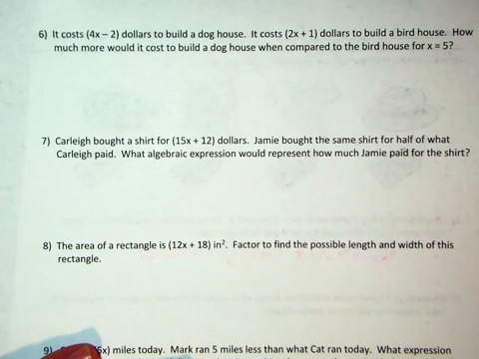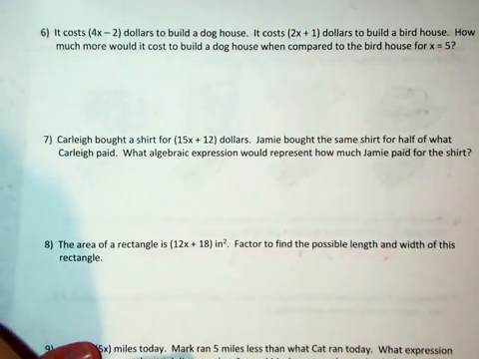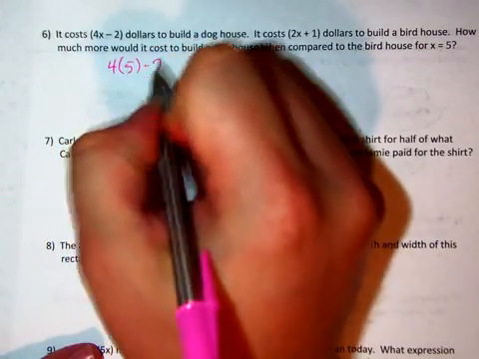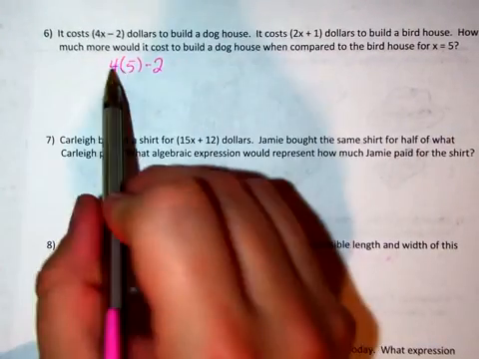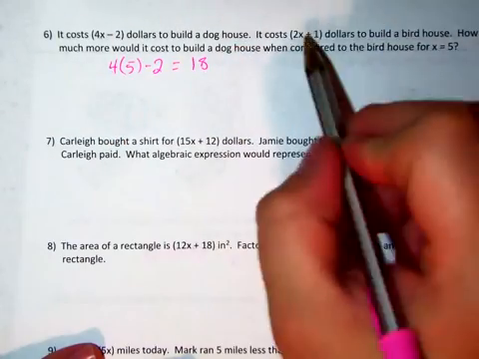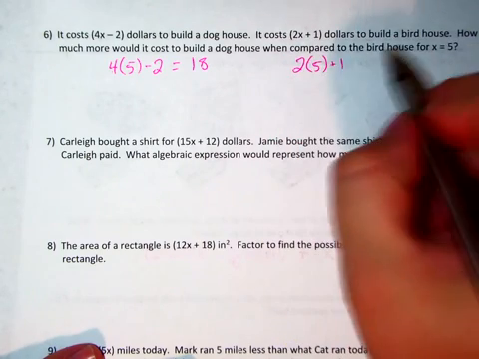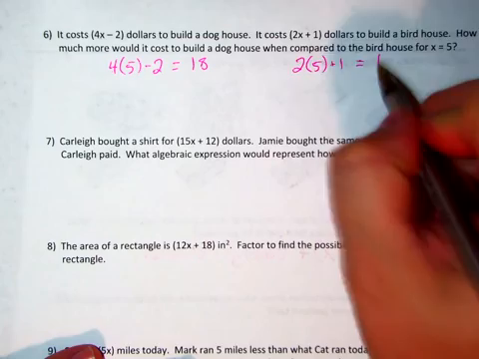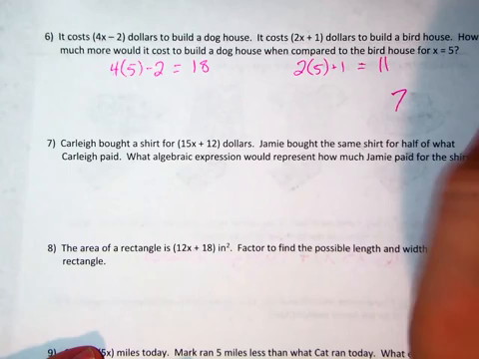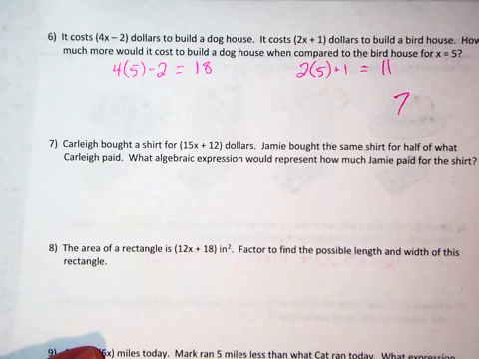The simplest way to solve this problem would be simply to plug in an x value of 5 in both expressions for x. So 4 times 5 minus 2 is how much it costs to build the doghouse. 4 times 5 is 20, minus 2 equals 18. 2 times 5 plus 1, 2 times 5 is 10, plus 1 is 11. So it costs $7 more to build the doghouse than it does to build the birdhouse.